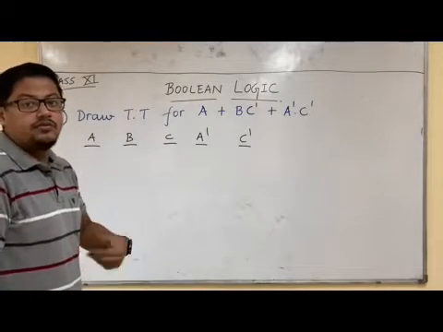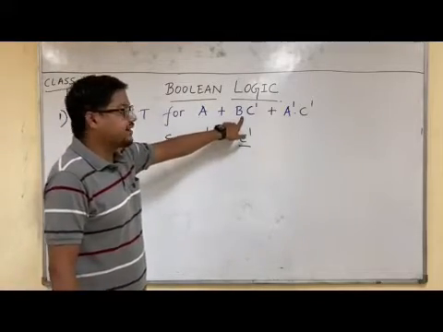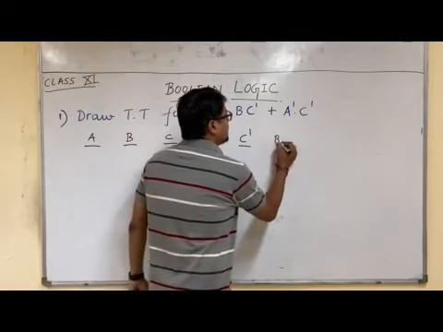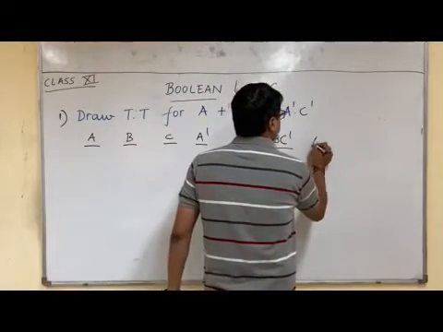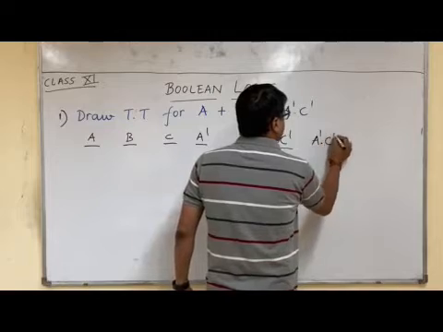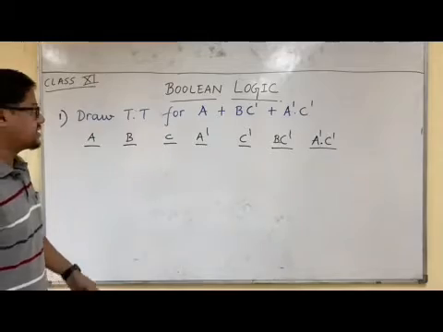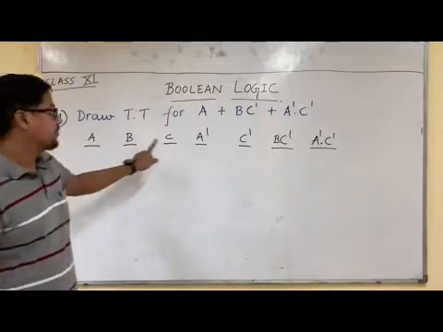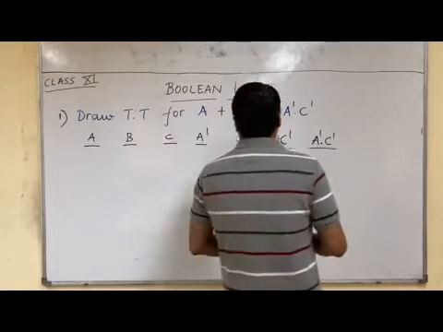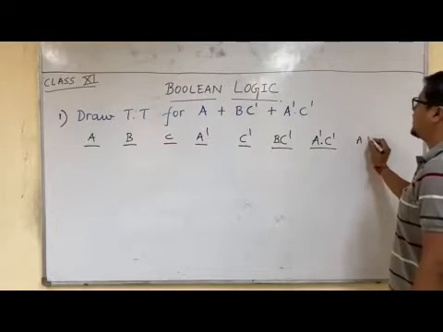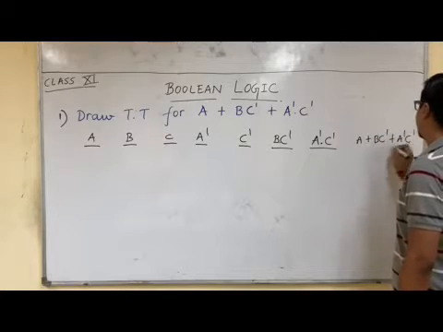Now we will see which variables are together in AND. We require this B C', and we require this A' · C'. So I think all the basic components are ready. See, A is ready, B C' is ready, A' C' is ready. Finally, what do we want? We want the answer. What is the answer? A + B C' + A' C'.